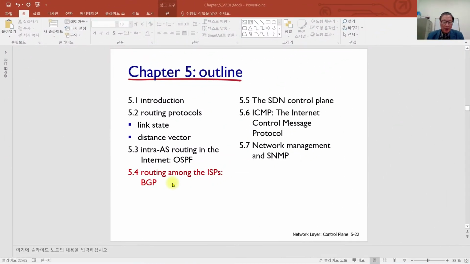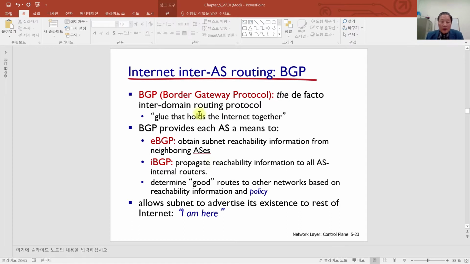We'll start from here. This is subchapter 5.4, routing among the ISPs. That is about Border Gateway Protocol. Let's move to the next. For internet inter-AS routing, we are using this BGP protocol. BGP stands for Border Gateway Protocol. Border between autonomous system networks, and this one is the gateway protocol for that, and this is the de facto standard.